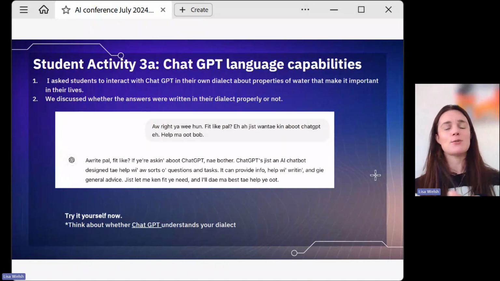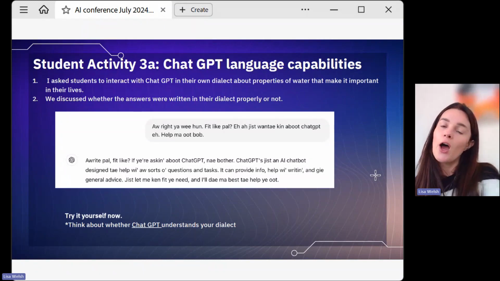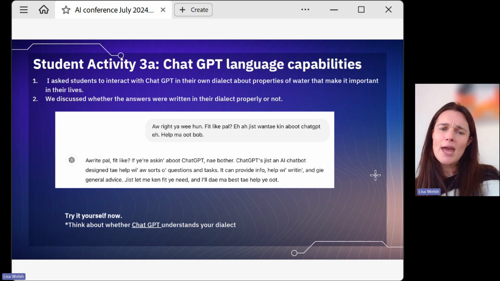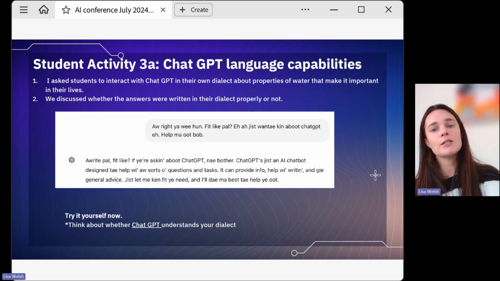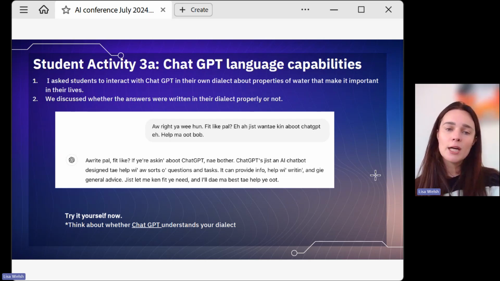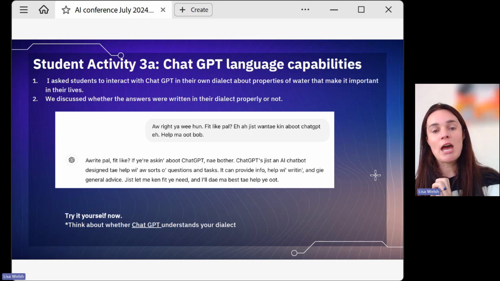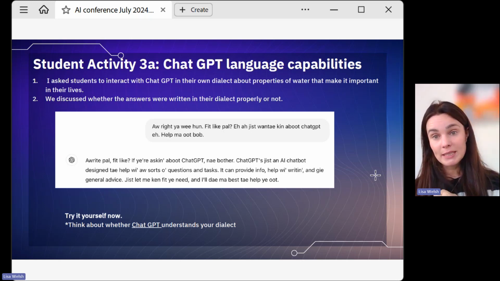So as you can see there on the screenshot, I said to it, "All right, you wee hand, fit like, pally, I just want to ken about ChatGPT, help me out, Bob," which basically means, how are you, darling, how's it going? I would just like to know about ChatGPT. Can you help me, please?